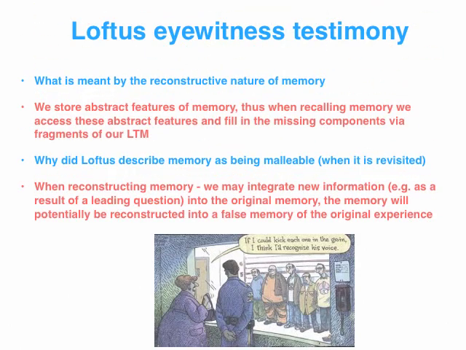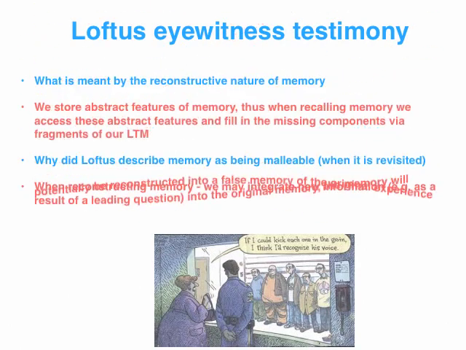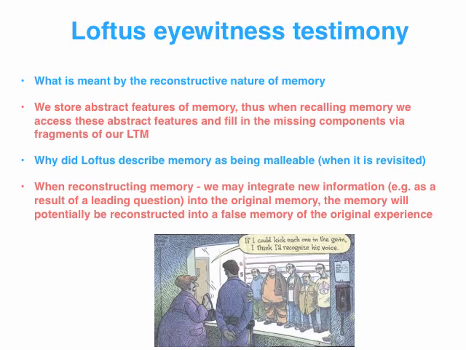Finally, what are the key aspects of eyewitness testimony that we need to know? Well, certainly a key point of emphasis is the reconstructive nature of memory. Memory is not a tape recorder. So what we're doing when we're recalling episodic memories is we literally retrieve the abstract features of the memory that we've stored, and we fill in the missing bits via our episodic buffer from other material that's in our long-term memory in order for that story to make sense.